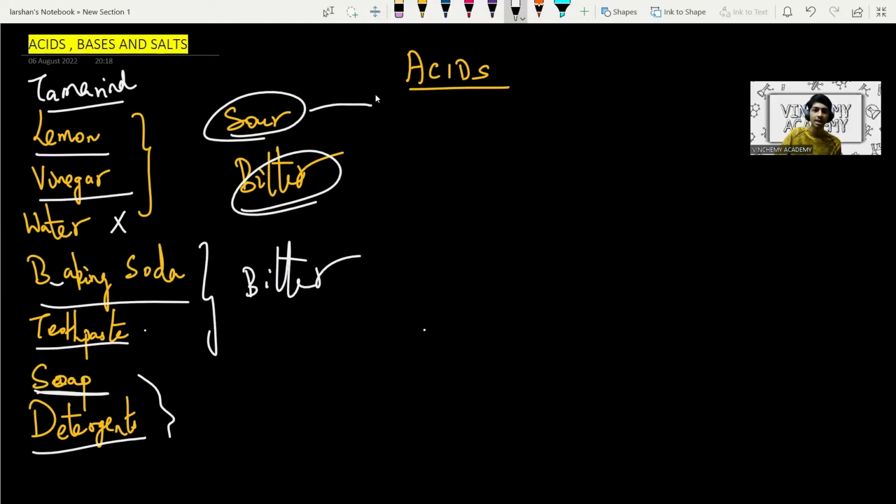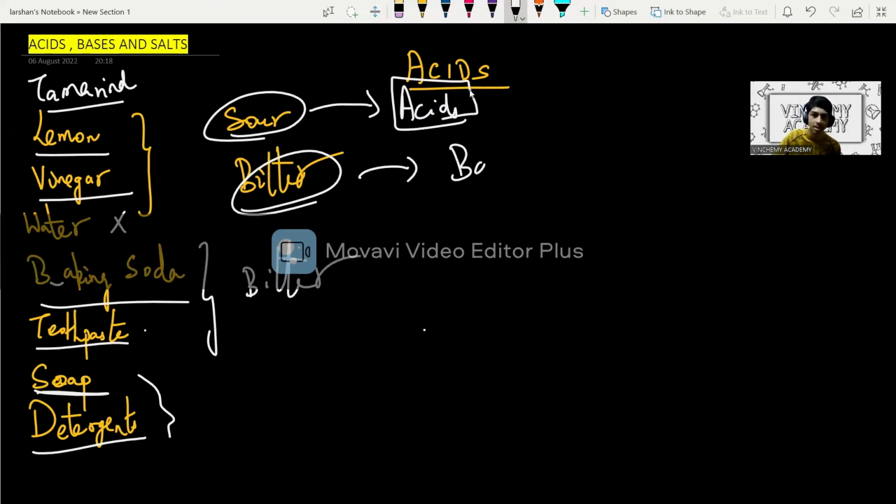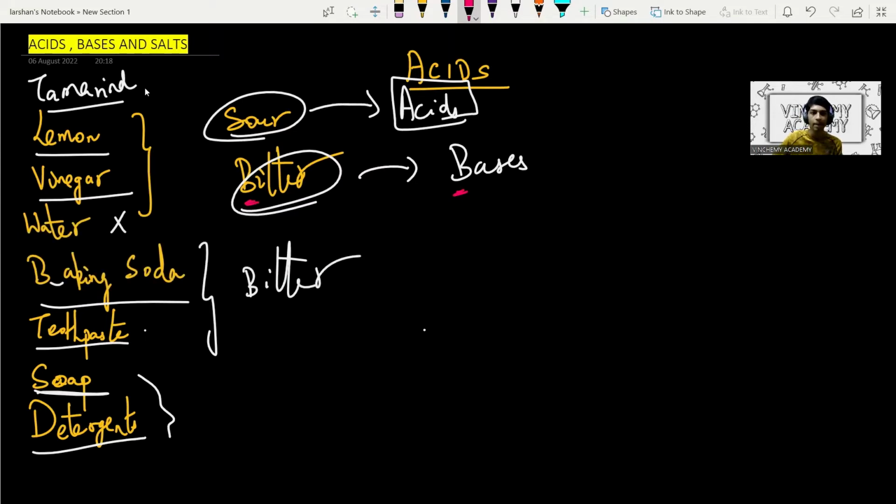The substances that are sour, we classify generally as acids, and substances which are bitter are bases. I'll tell you a trick to remember this. You can just remember BB, right? Bases are bitter and acids are sour. So lemon, vinegar, tamarind, all these are sour, so they all contain acids.